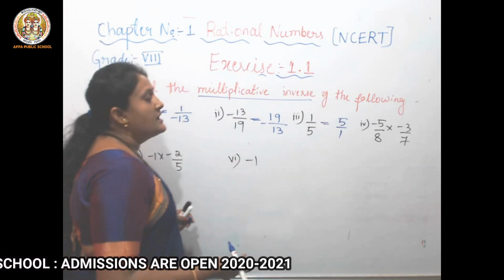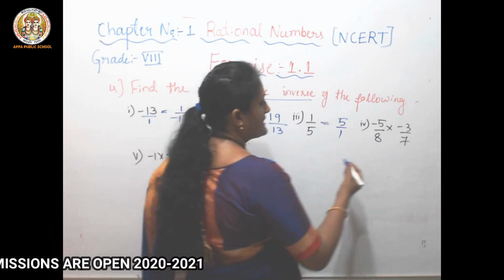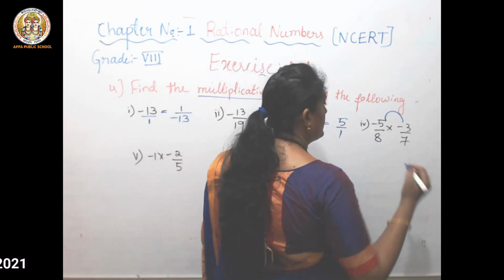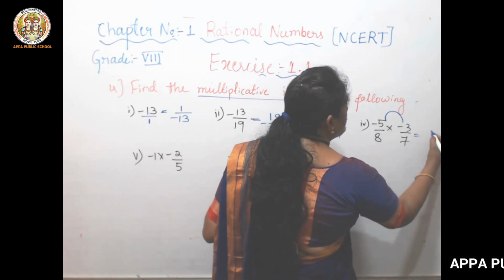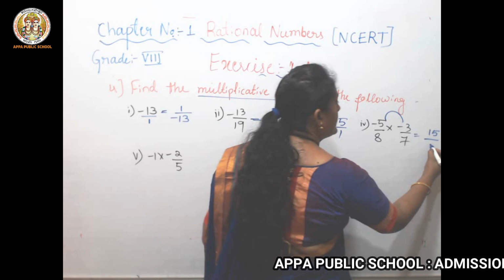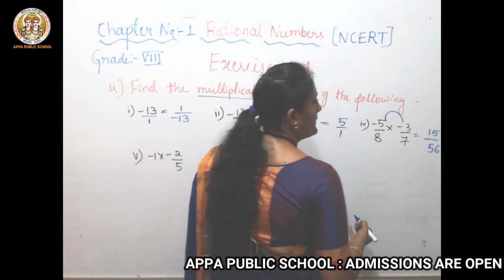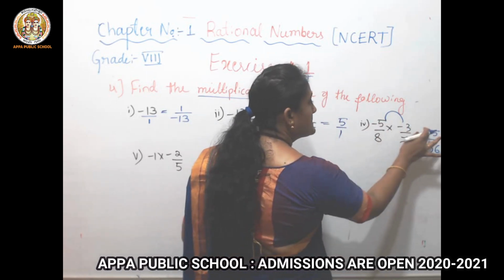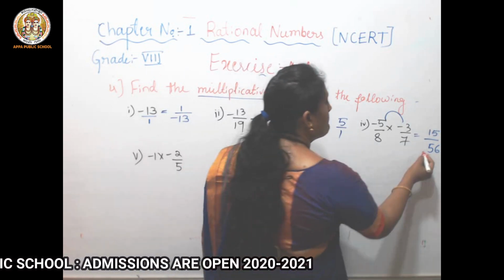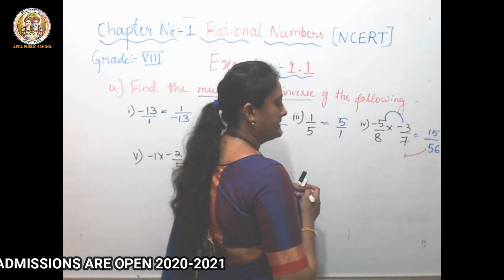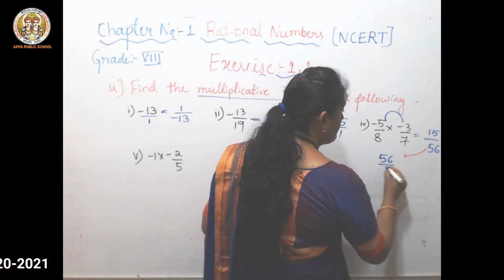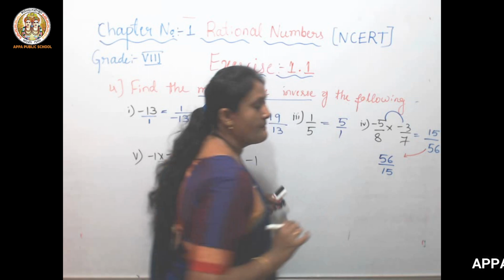That's also correct. For this fourth question, first we will multiply, then we will write the reciprocal of this, or else the multiplicative inverse. 5 3s are 15. 8 7s are 56. Okay. Minus into minus is plus, 15 by 56. Now the multiplicative inverse of this, what can we write? That is 56 by 15. This is the answer for question number 4.